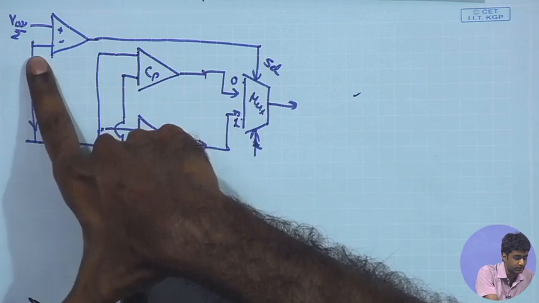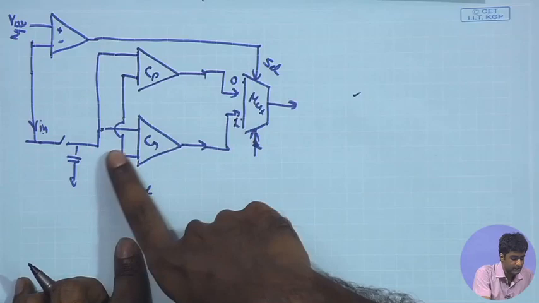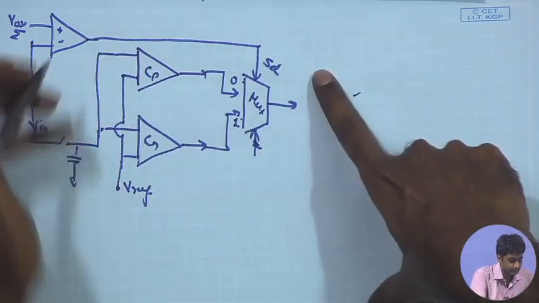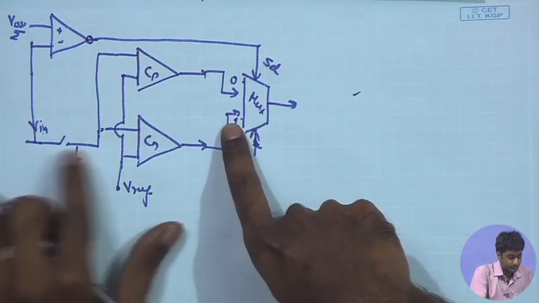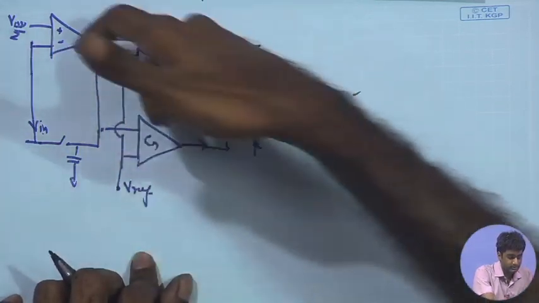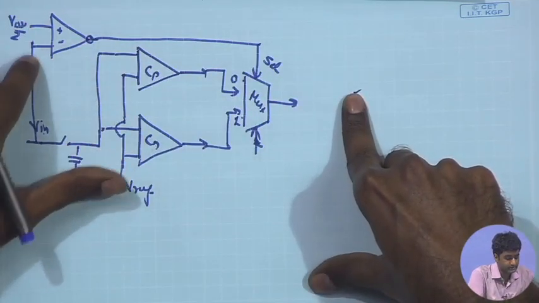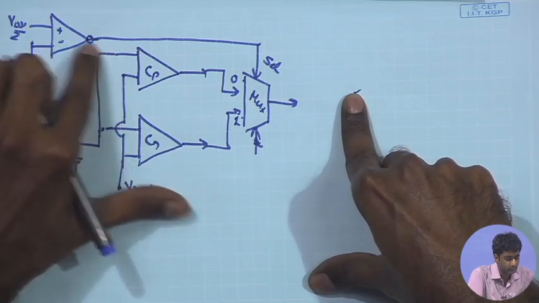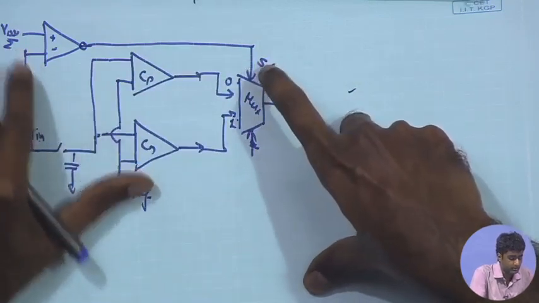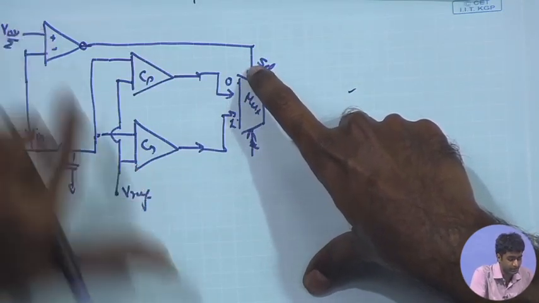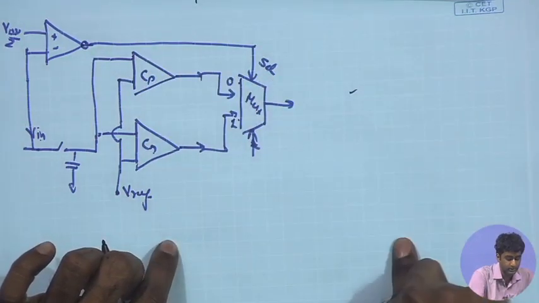So if the input signal is higher than VDD by 2, then I would like to select the CN. So I've just put a bubble over here. That means it is having inversion. So just to follow the sign, if the input signal is higher than VDD by 2, this will be going low because I have put a bubble over here, and that would mean that this will be 1 when the input is going higher than VDD by 2, and that will be selecting the CN. And likewise, in the other direction, we'll be selecting CP.